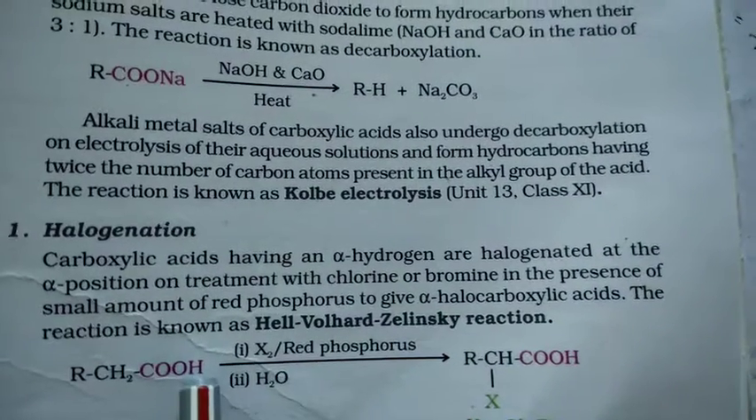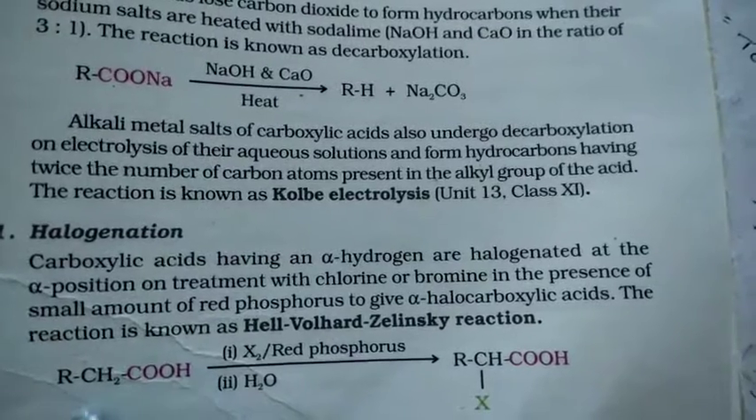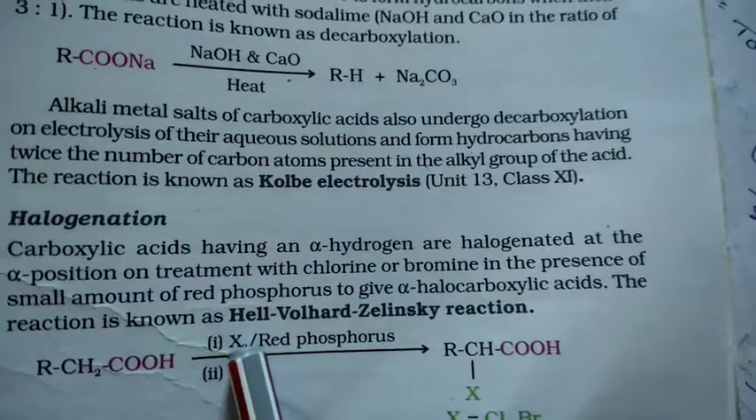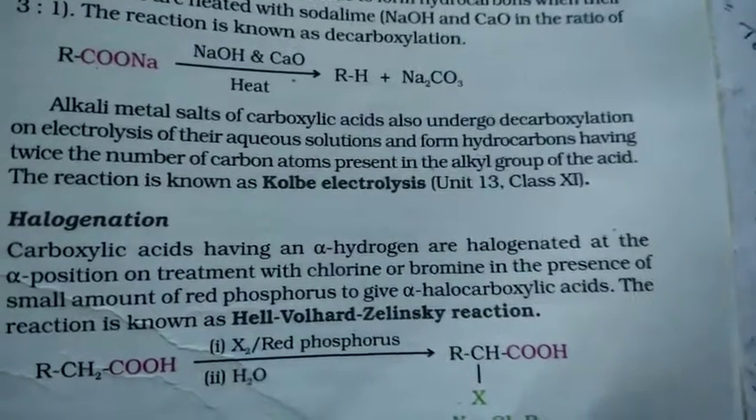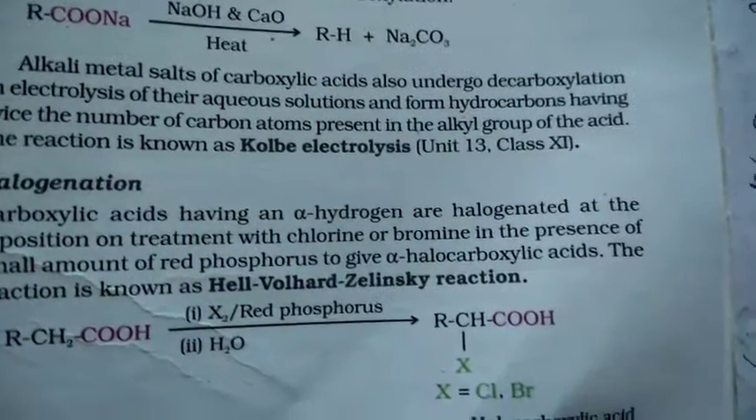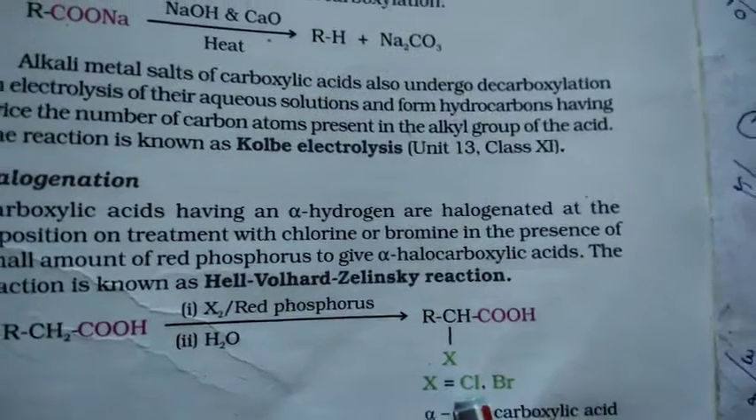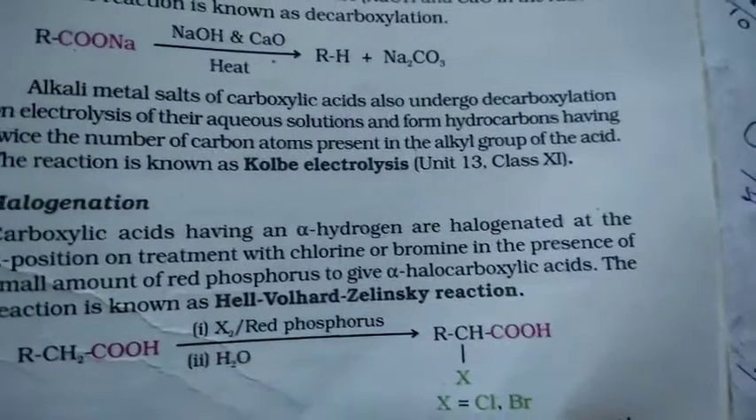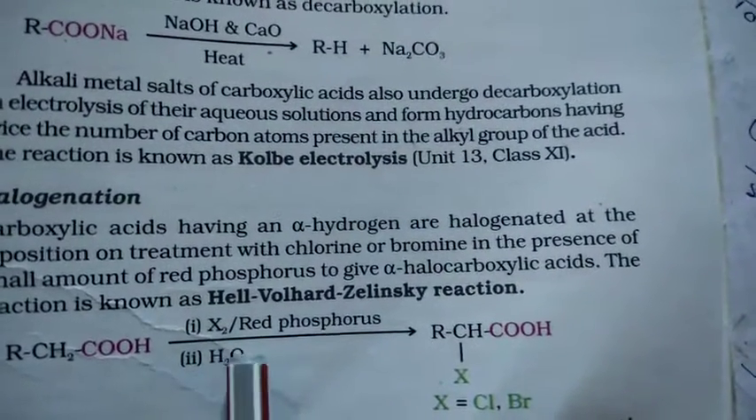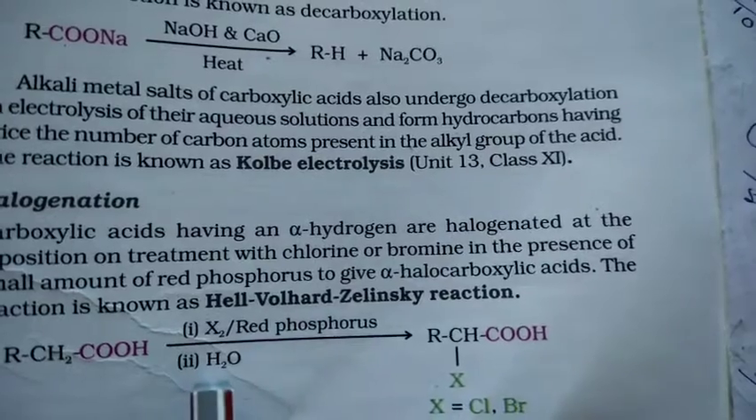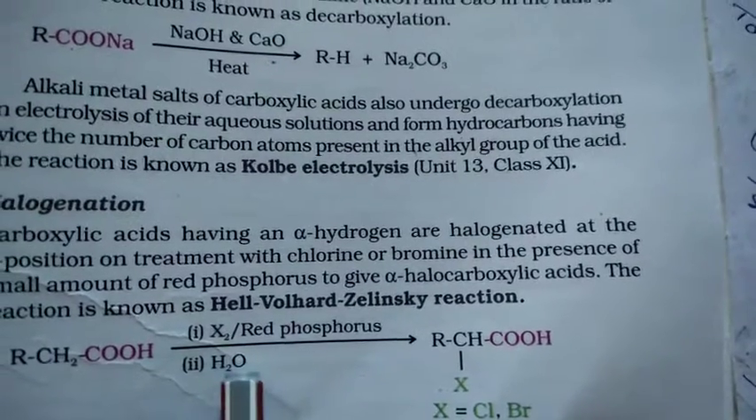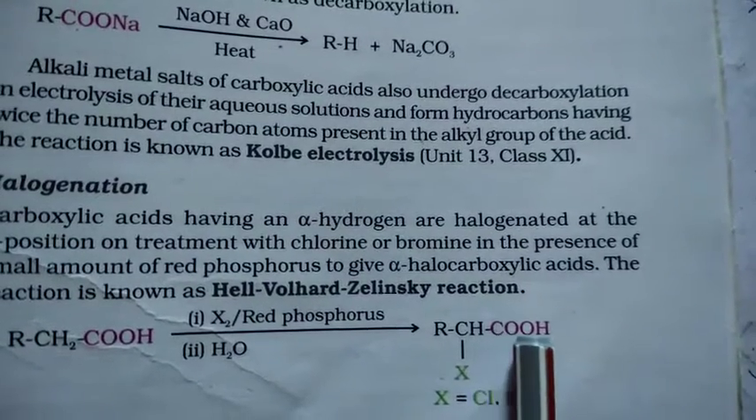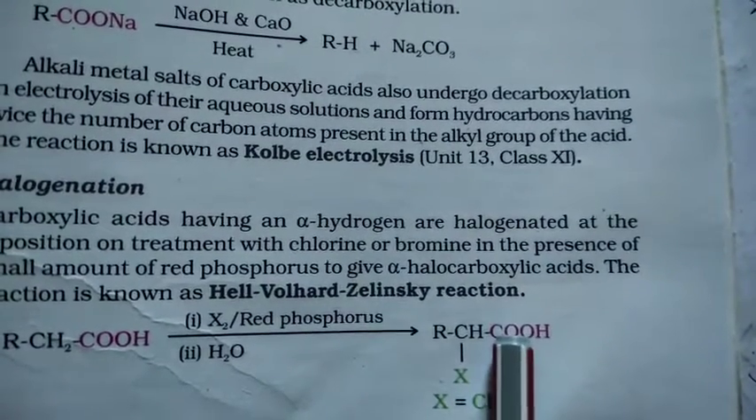So we have taken our respective carboxylic acid, where this is the alpha carbon, and then we have used red phosphorus. X2 is the halogen used. If you want to make a chlorine compound, you can use chlorine. If you want to make a bromine compound, you can use bromine. It depends on what the scientist is using. Red phosphorus is used as well, and water, which means the compound is hydrolyzed. In that case you will get RCHXCOOH, right?